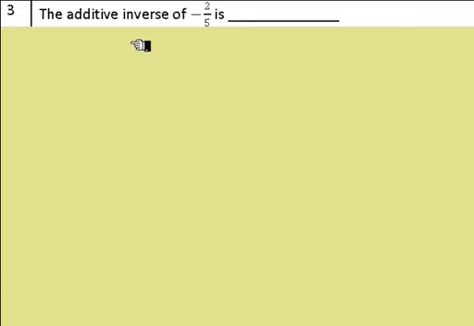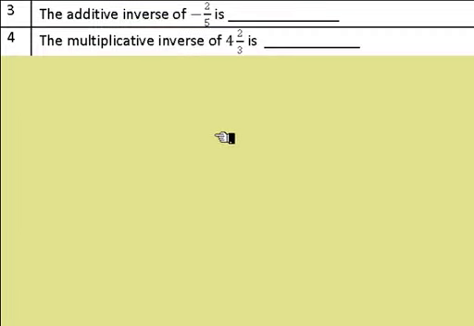In 3, we want the additive inverse of -2/5. The additive inverse is just the same number with the opposite sign. Okay, so that would be 2/5. In number 4, we want the multiplicative inverse. The multiplicative inverse is the reciprocal.